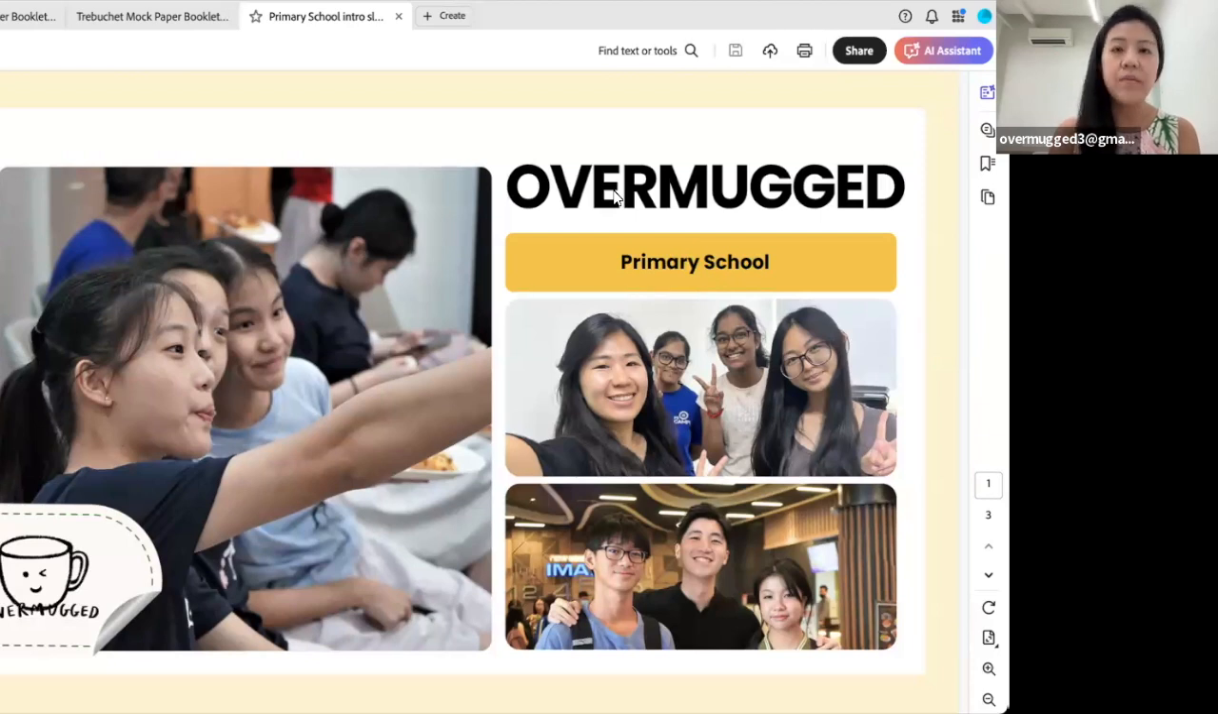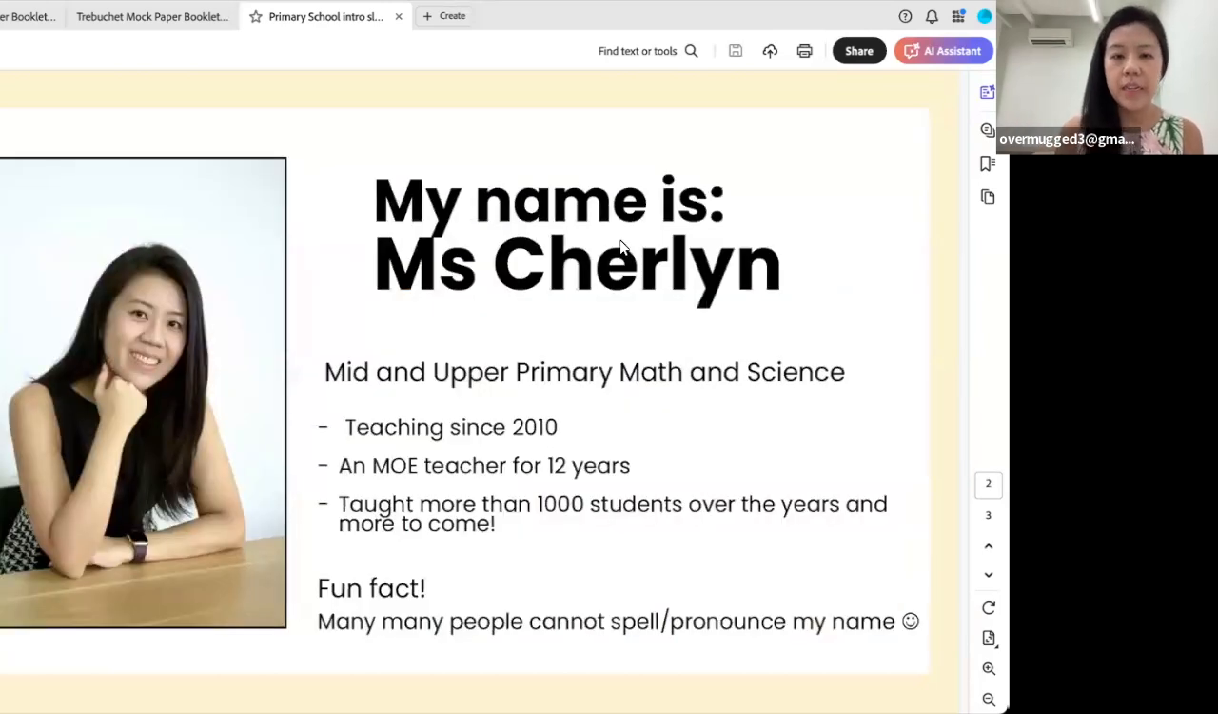I'm Miss Charlene. I'll give a brief introduction of myself first before I begin with the science paper. So I'm part of the OVERMUGGED primary school team. You can call me Miss Charlene. I teach mid and upper primary math and science. I've been teaching since 2010, but officially joined MOE sometime in 2011. So I've been an MOE teacher for the last 12 years.